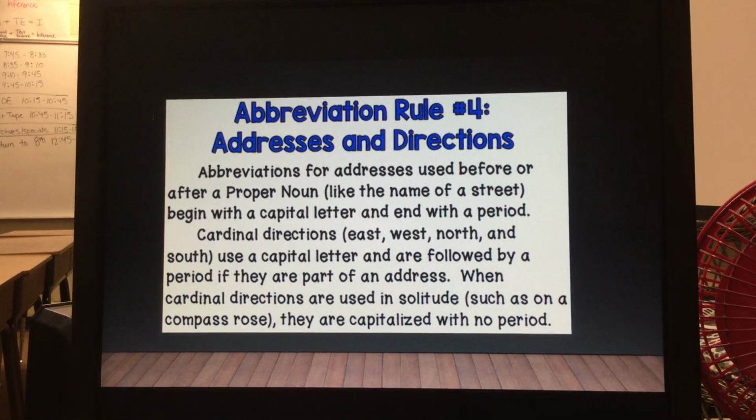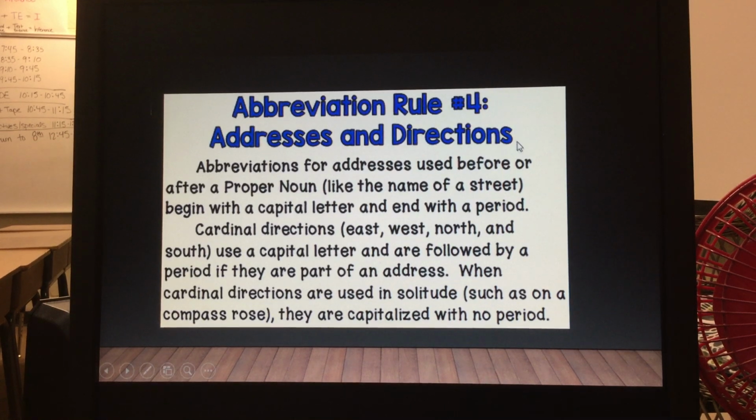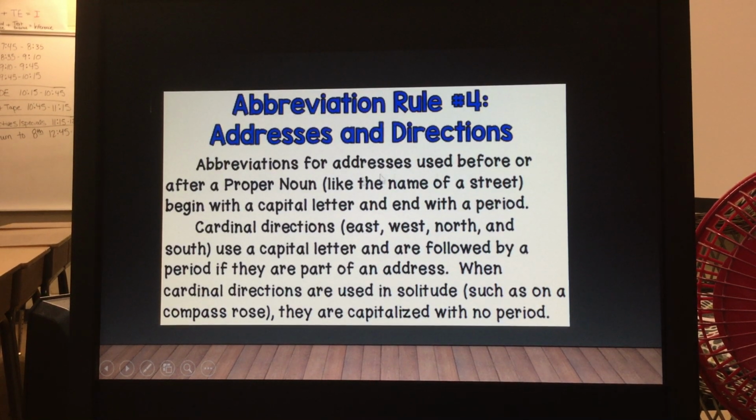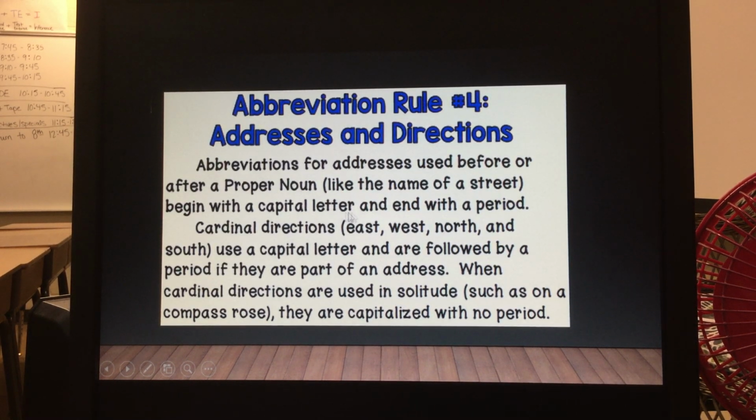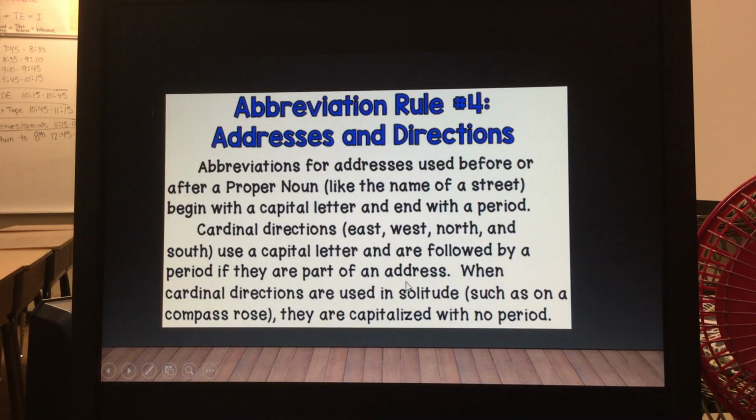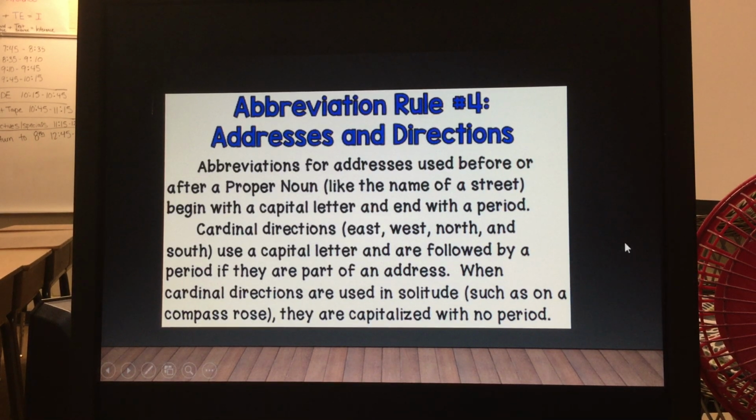All right, 2 more. Abbreviation rule number 4, addresses and directions. Abbreviations for addresses used before or after a proper noun, like the name of a street, begin with a capital letter and end with a period. Cardinal directions, which are east, west, north, and south, use a capital letter and are followed by a period if they are part of the address. When cardinal directions are used in solitude, such as on a compass rose, they are capitalized with no period.